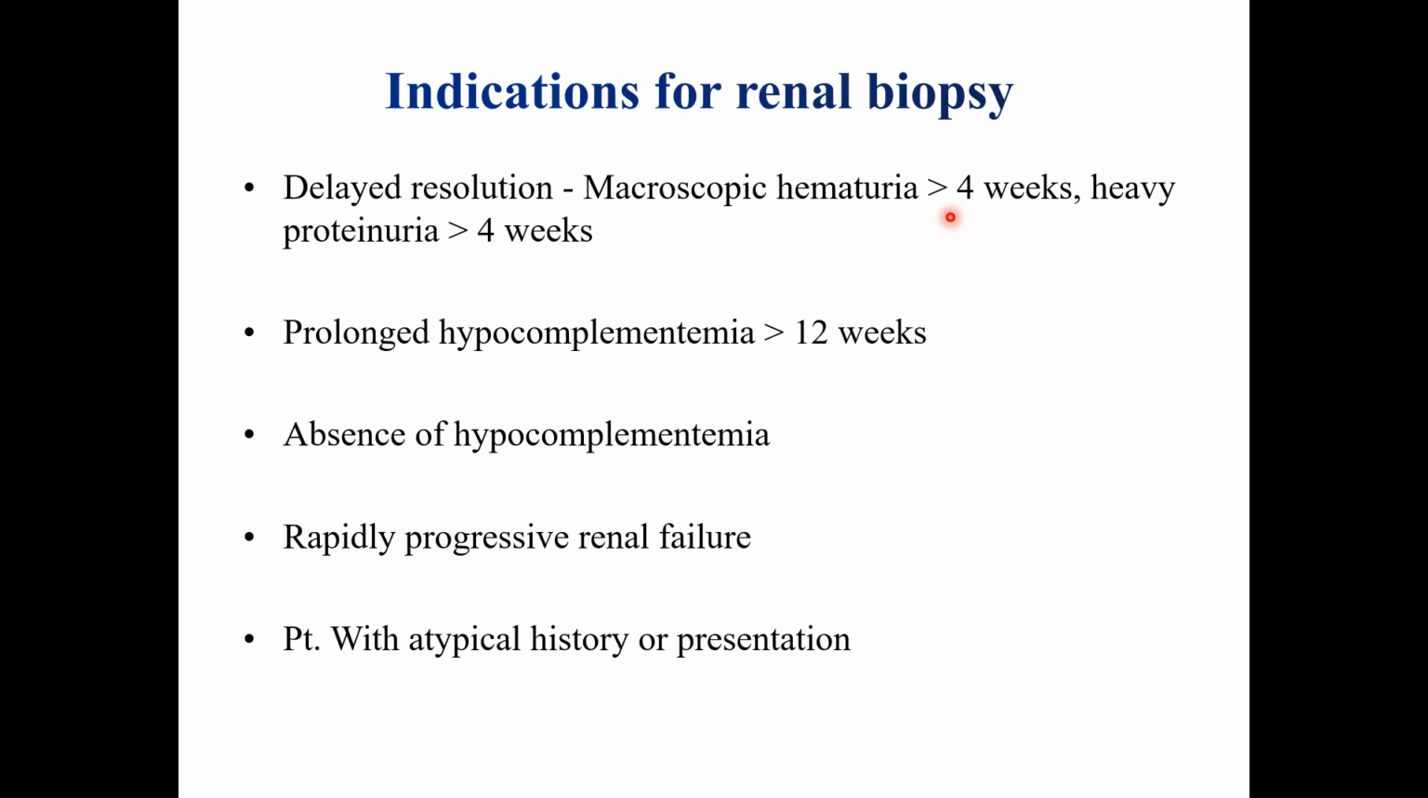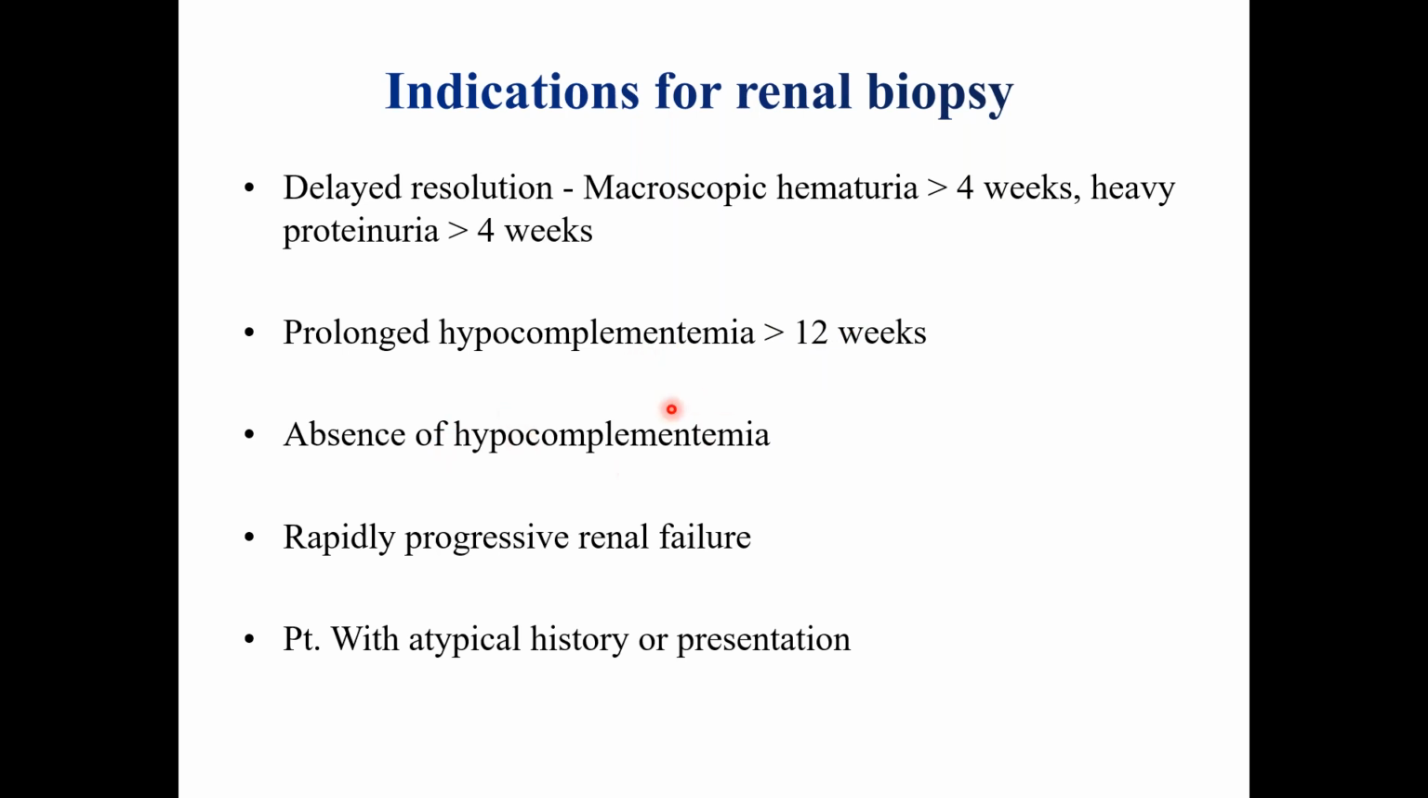So if these are there, you need to do a renal biopsy, because this looks like a presentation of a chronic glomerulonephritis. If the hypocomplementemia persists beyond 12 weeks, most complements come back to normal within 10 to 12 weeks after an episode of PSGN. So if this is persisting, then this could be something else like MGN, MPGN, or lupus.